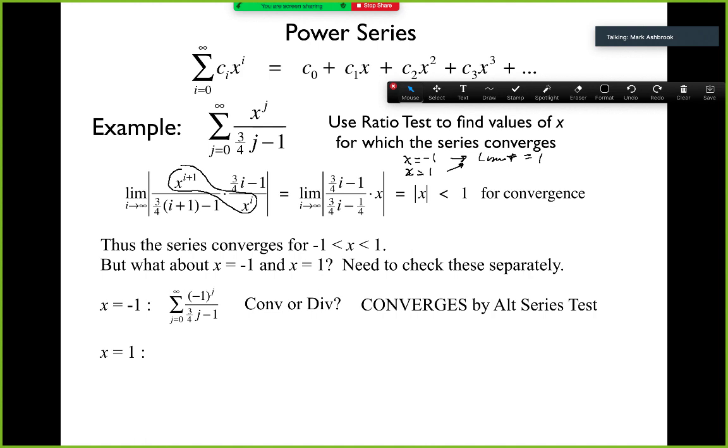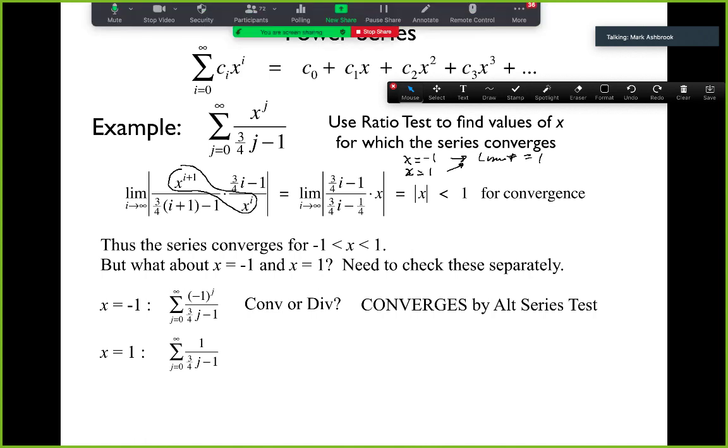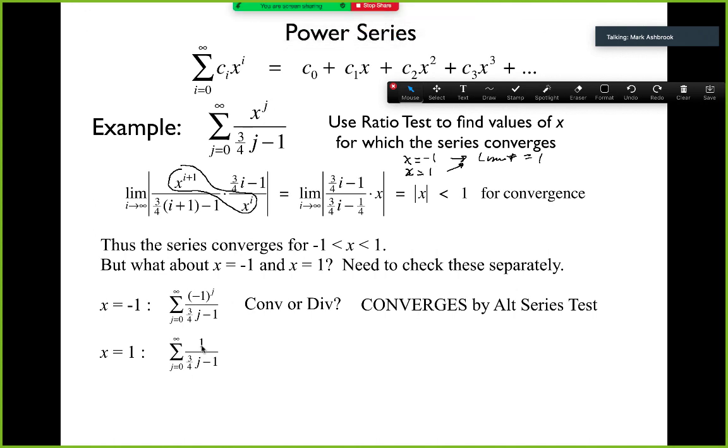Okay, what about x equals 1? Here's for x equals 1. Now when x equals 1, this 1 to the j just goes away. It just becomes 1, right? 1 to any power is just 1. So I'm going to plug in x equals 1. And then what about this? Converge or diverge?